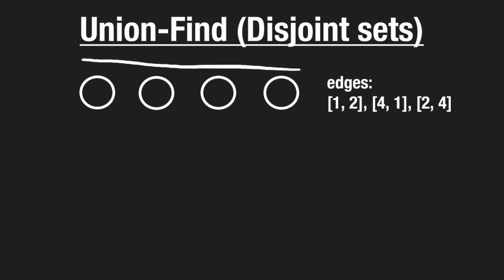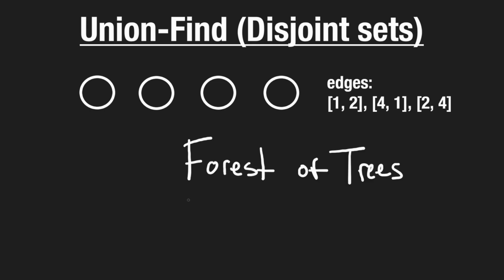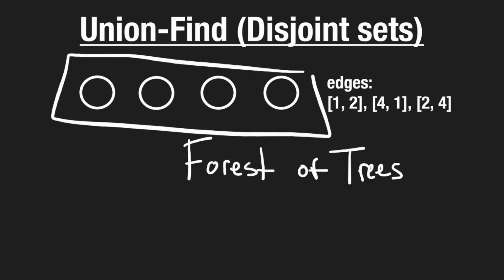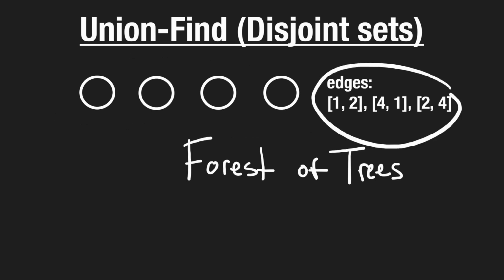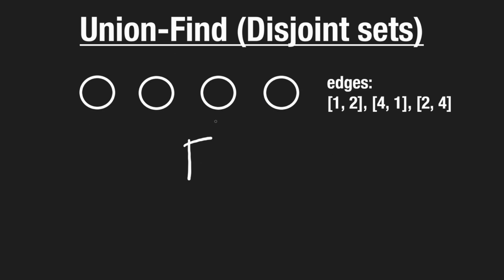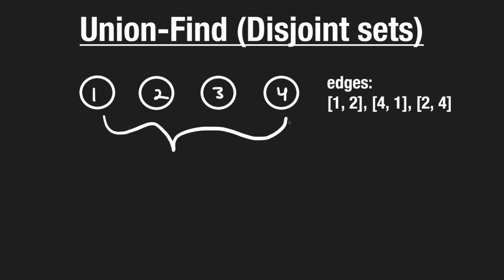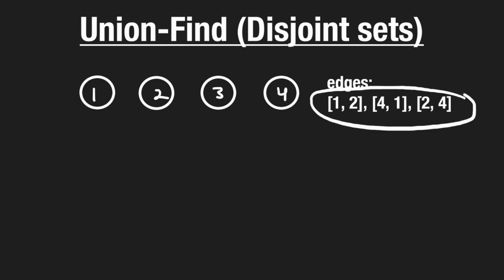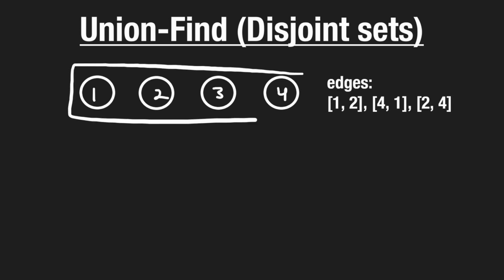Well, first of all, union find is a forest of trees. Forest of trees basically means we have a bunch of trees. The way we initialize this, essentially we have a tree for every single disjoint set. Now initially we assume that all 4 of our nodes are disjoint sets. We don't know any information about these nodes, we just know that we have 4 of them. But now we're going to start going through the edges and connecting these guys together.